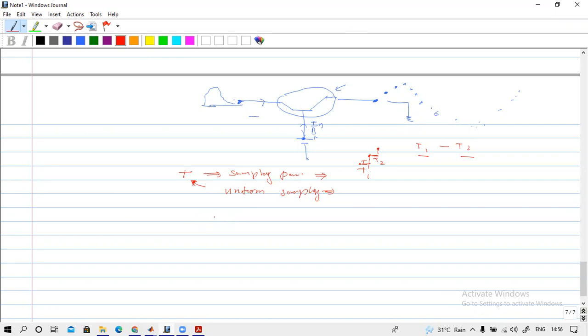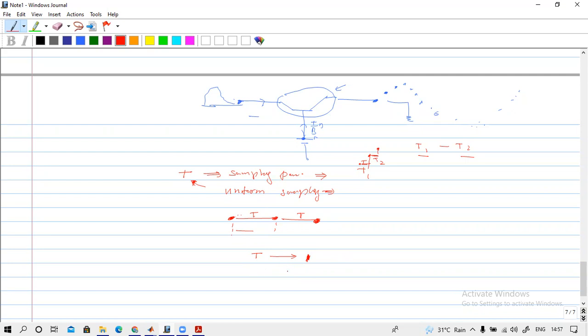And this T, if you consider this T, it is a uniform sampling. We read one sample. After T, we read another sample. Again, after T duration, we read another sample. So this T is the time to read one sample, the time to get one sample. That is the sampling period.